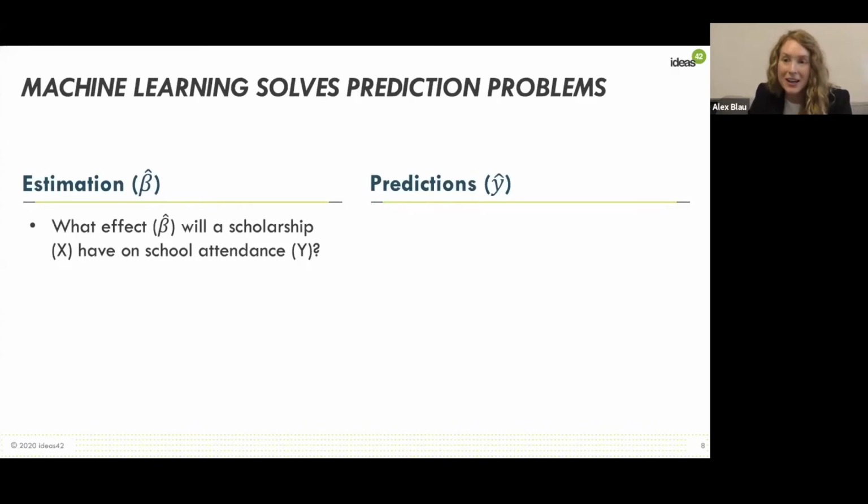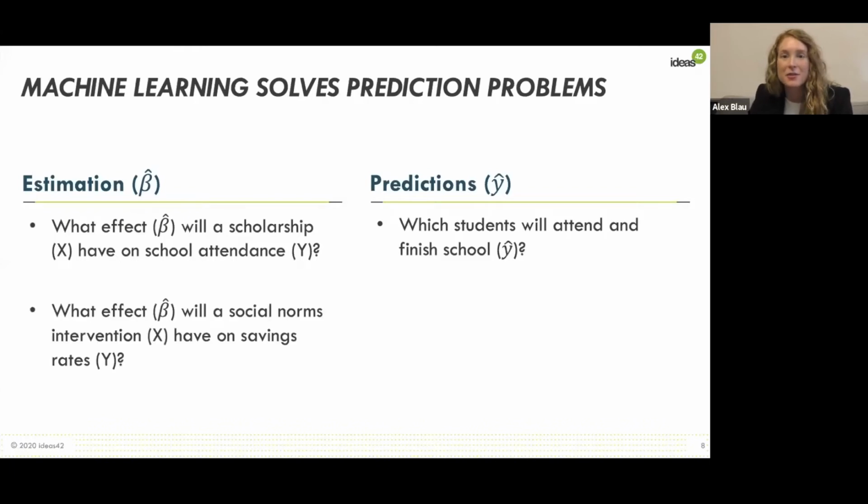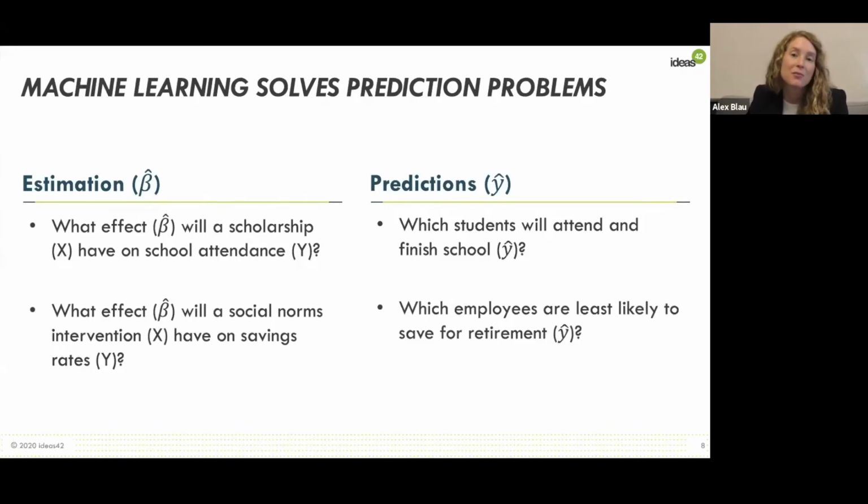Now, if it's a prediction problem, it looks a little bit different. We want to predict the outcome. So we would ask which students will attend and finish school. Let's take another example that's a little bit more behavioral science oriented. So we might ask, what effect will a social norms intervention have on savings rates? And that's a causal inference question. But the prediction version of that question is, for example, which employees are more likely to save for retirement?